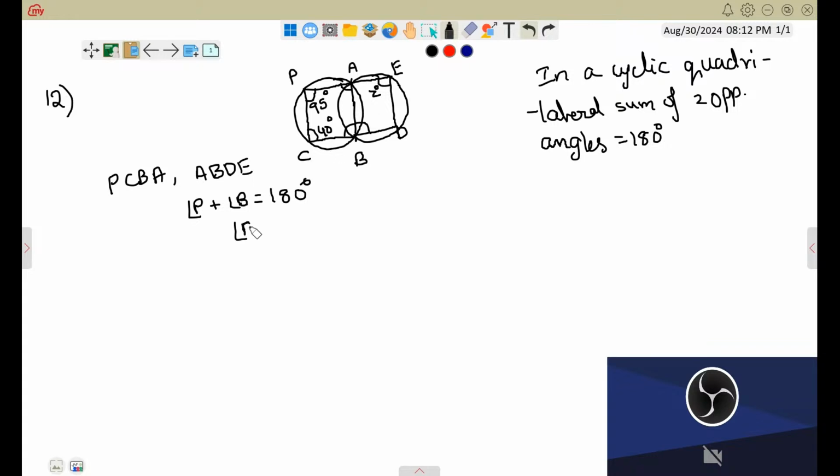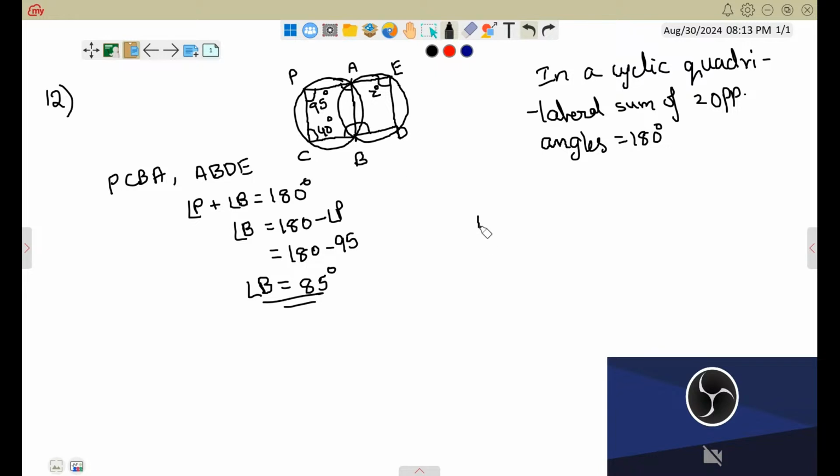So what is angle B here? It is 180 minus angle P. Angle P is already given as 95. So 180 minus 95. Is it 95 or 85 given in the question? 95 only, right? Yes. So 180 minus 95. What is the value? It is 85 degrees. So we find the angle B, which is equal to 85 degrees.